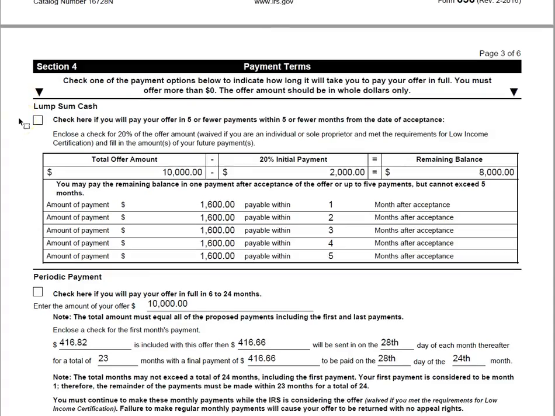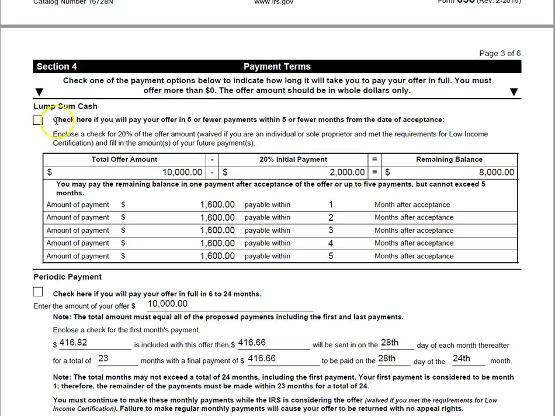Moving on to page 4 is going over our payment terms. There are 2 different ways that you can submit an offer. You can do a lump sum offer or you can do a periodic payment offer. I've filled out both of these to show you how this would work. So for this example, we're going to say that we're offering $10,000 to settle out a tax debt.